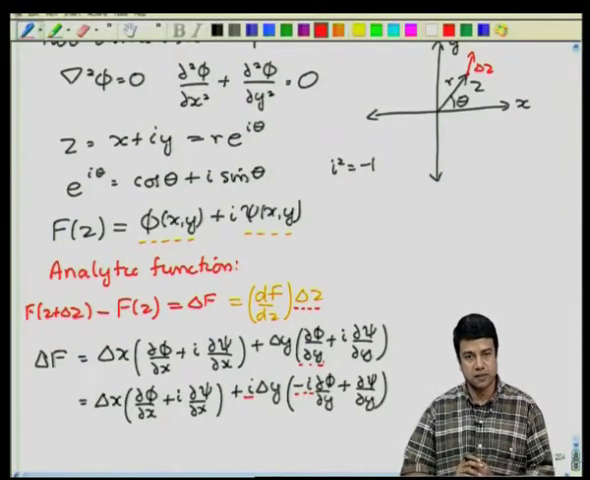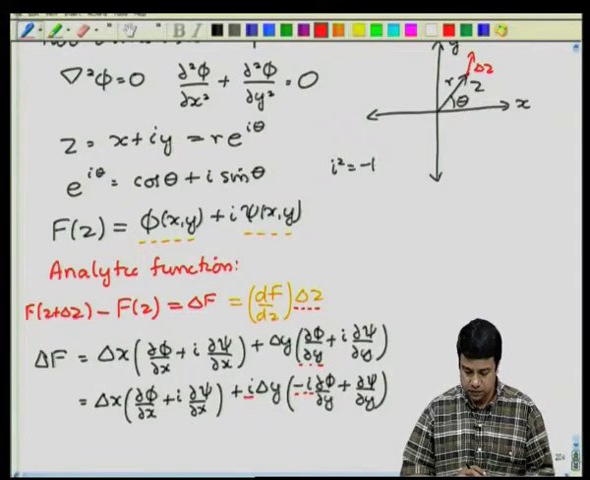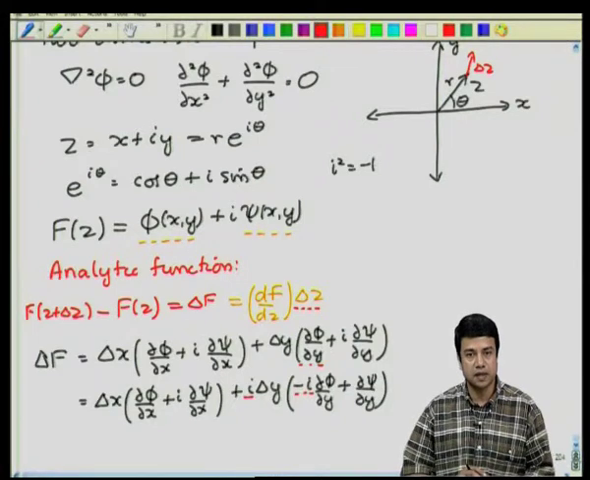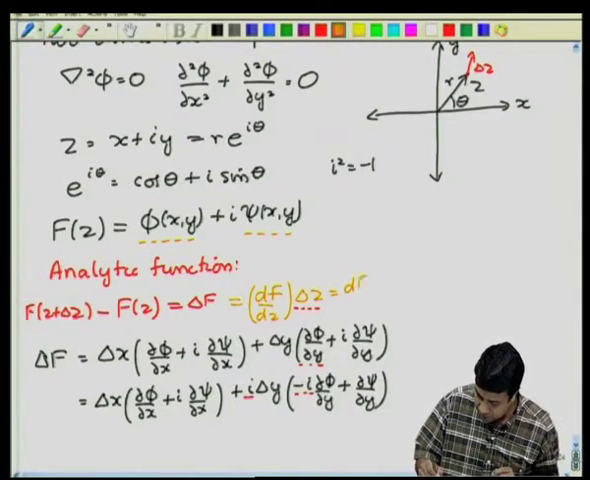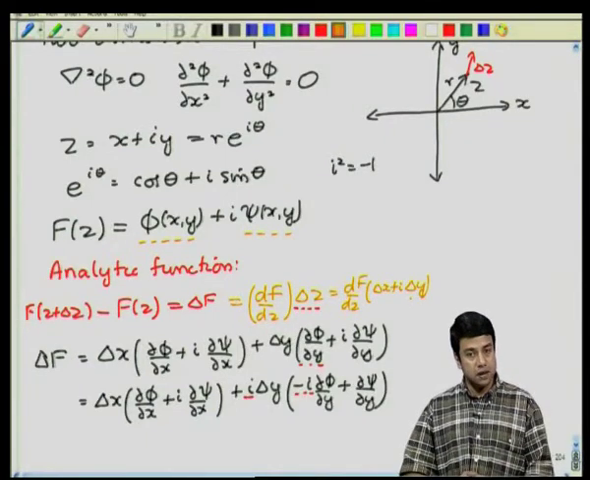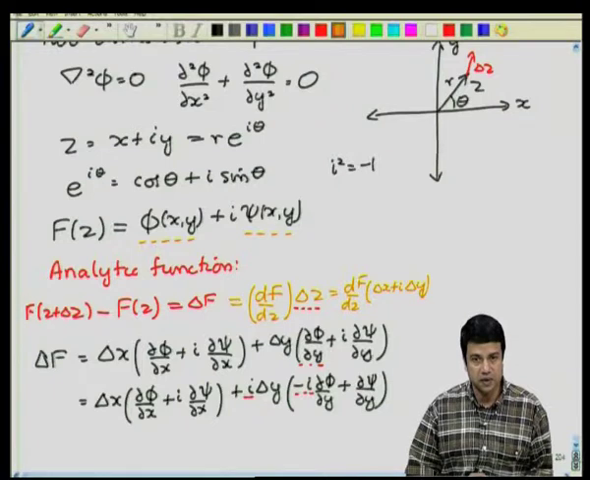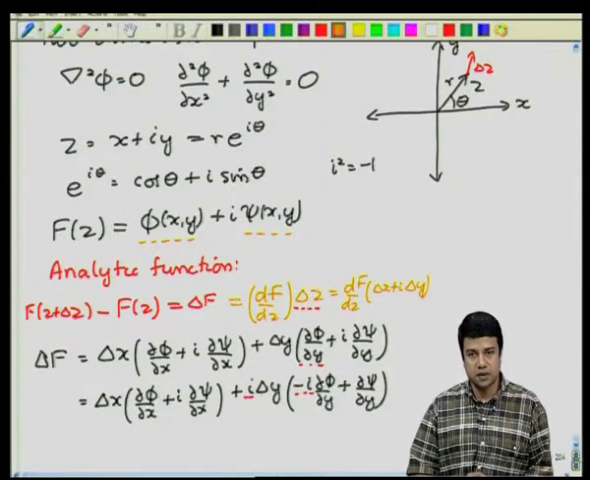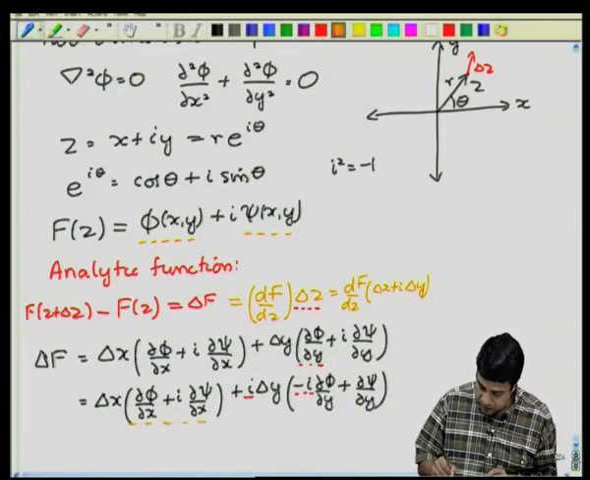So, that separation I have made. I have written delta y times partial phi by partial y as i delta y times minus i partial phi by partial y. So, if this difference delta f can be written proportional to delta z, which is equivalent to df by dz times delta x plus i delta y, it implies that the coefficient of delta x and the coefficient of i delta y have both got to be equal in this expression for delta f. What that means is that this has to be equal to this one.